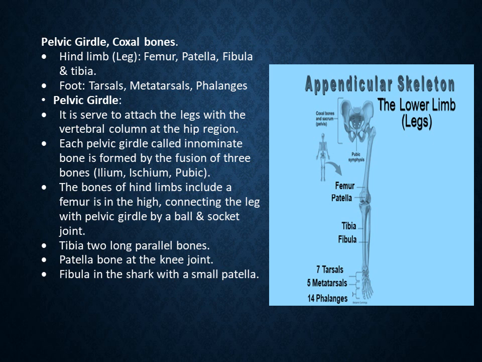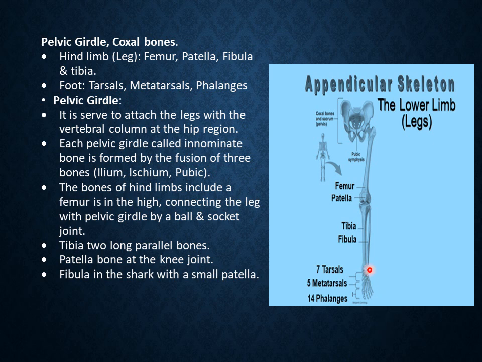The bones of the hind limbs include the femur, the thigh bone connecting the leg with the pelvic girdle by a ball and socket joint. The femur is the longest and strongest bone of the human skeleton. The tibia and fibula are 2 long parallel bones in the shank, with a small patella bone at the knee joint.